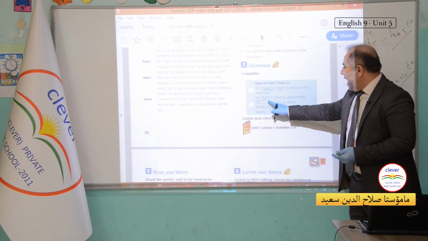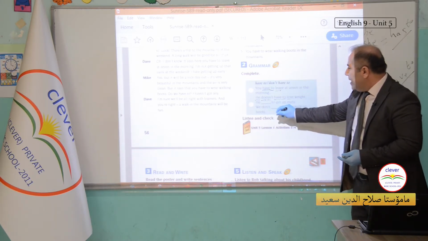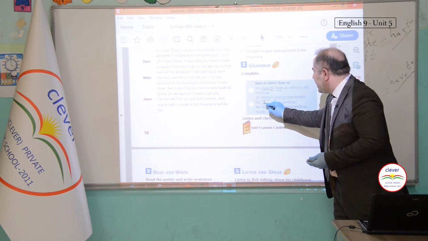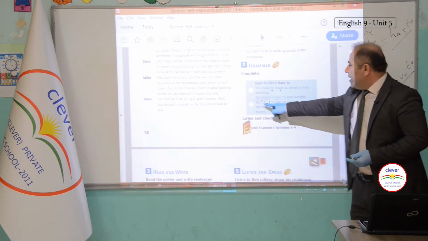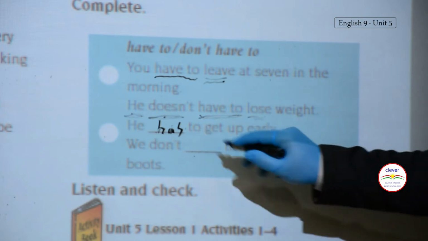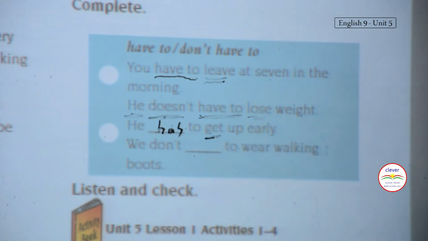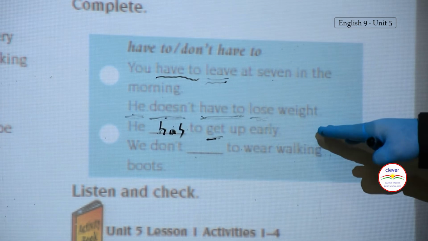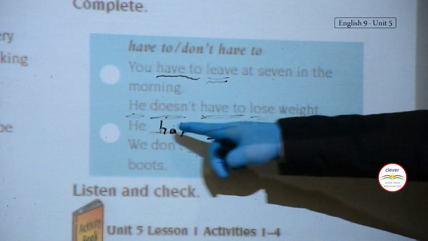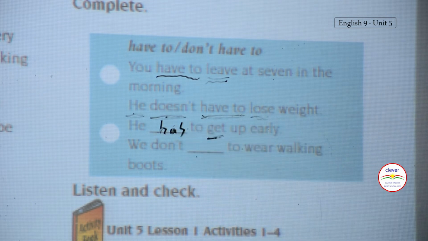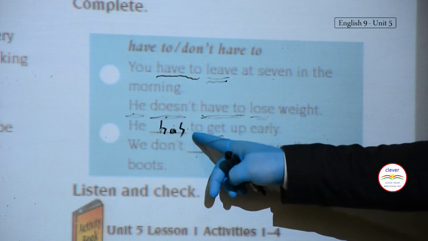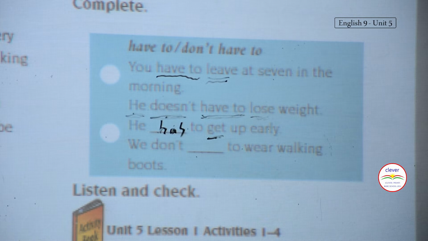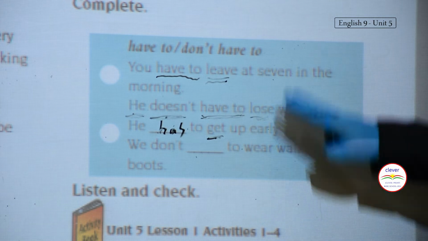Good. He has to. Of course, we have to here. It is necessary to write has because we have he. He has to get up. After to, what do we have all the time? We have base. So he has to get up early. This is another example. It proves that with he, she, it, we must use has. And if we have to, it is not necessary to repeat it again. Just one time. Good. Let's move to the last explanation in this text.